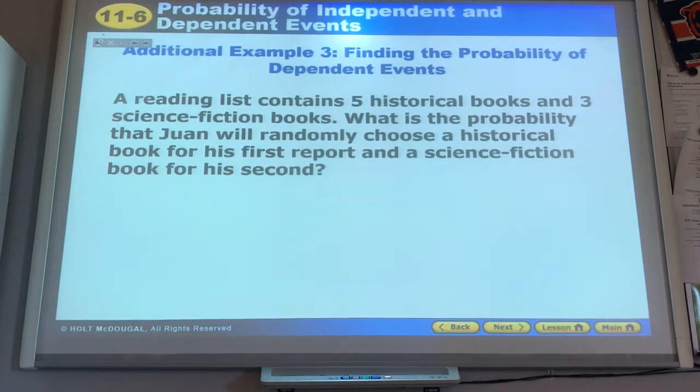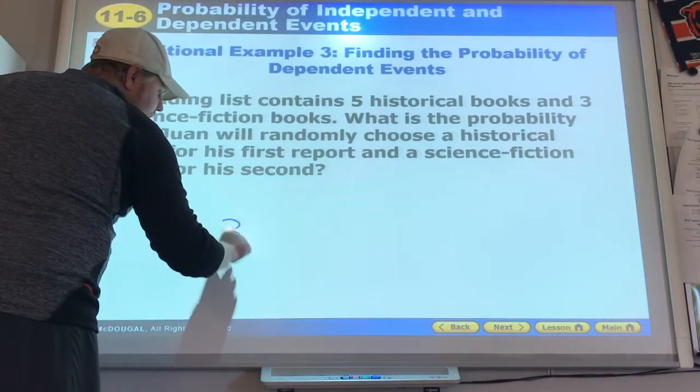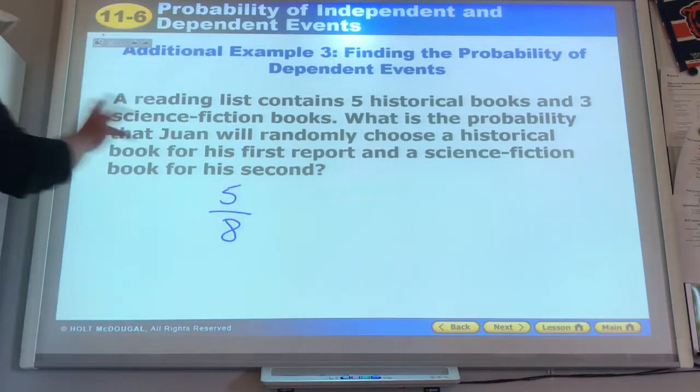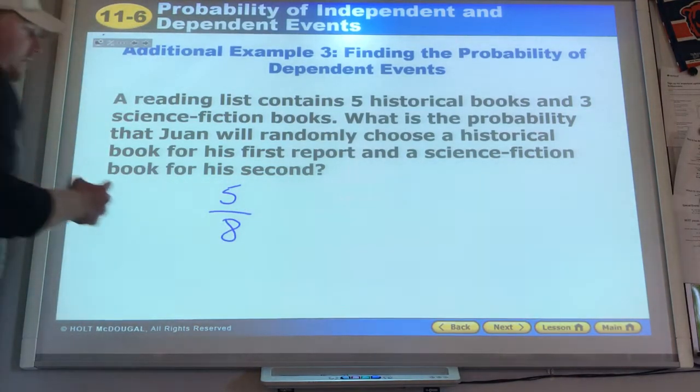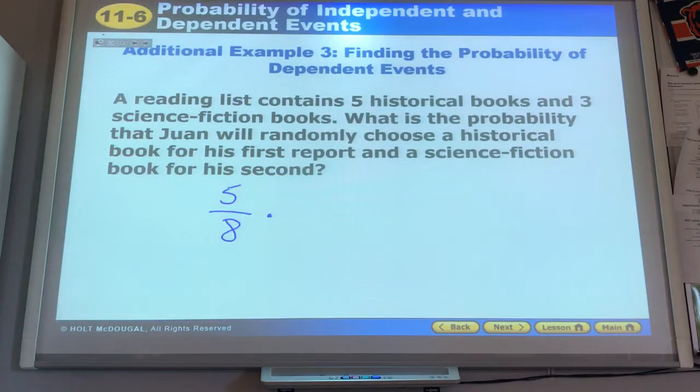A reading list contains 5 history books and 3 science fiction books. What is the probability that Juan will randomly choose a history book for his first report? Well, there were 8 total books, and 5 out of 8. That was his chance of choosing a history book for that first book. And a science fiction book for his second book. So now we've got to think.